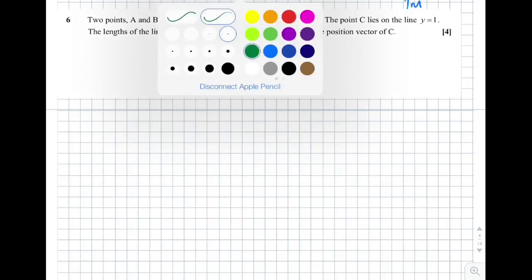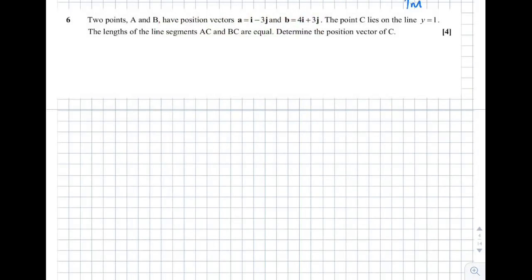Okay, so question 6. The 2 points A and B are position vectors. A equals i minus 3j, B equals 4i plus 4j. Another point C lies on the line y equals 1. And it says the two line segments AC and BC are equal, determine the position vector of C. So remember, position vectors are kind of like coordinates. It's the vector that takes us from the origin to the coordinate.